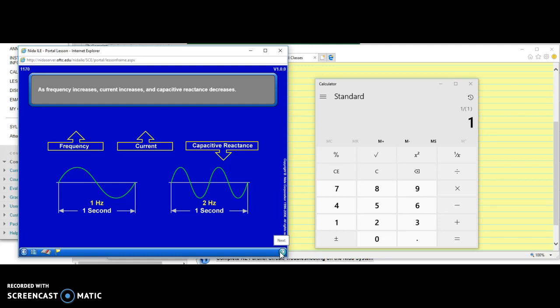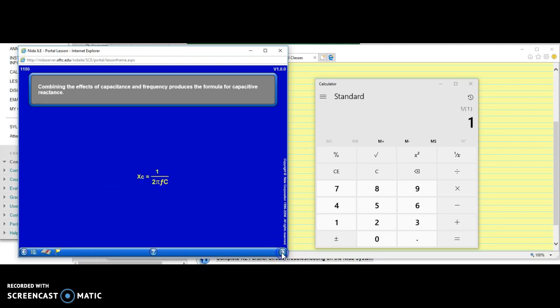And as frequency increases, current increases, and capacitive reactance decreases. So they are inversely proportional. So as we go up in frequency, we should go down in capacitive reactance, and that's because it's buried under this on the denominator side. And so as we go up, our value will go down.